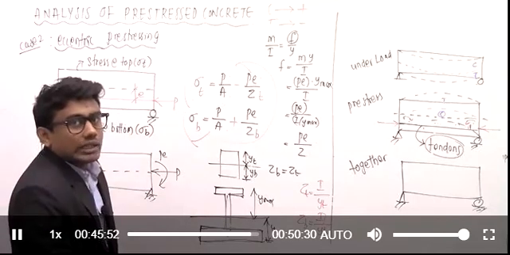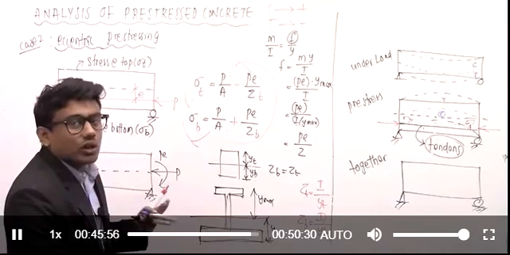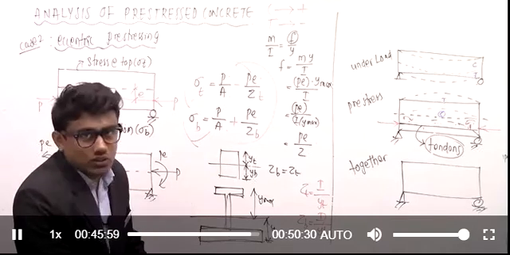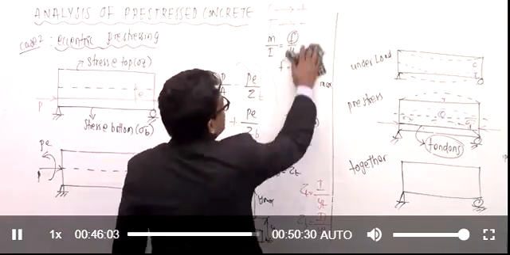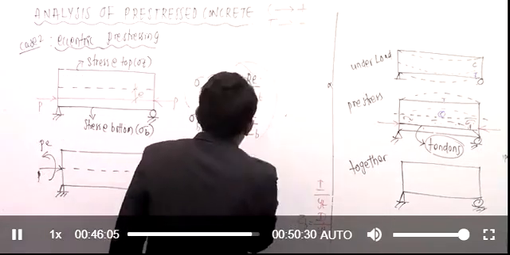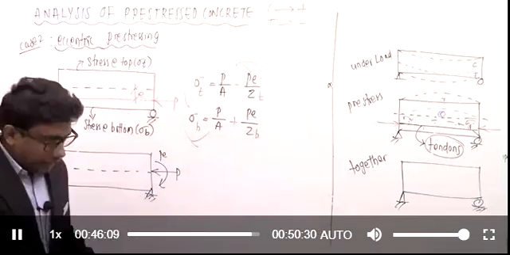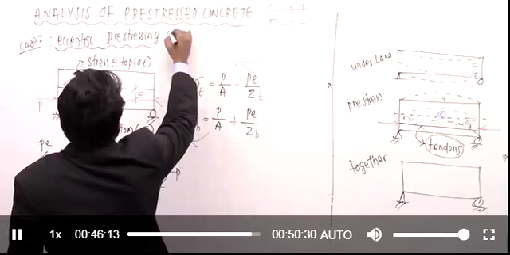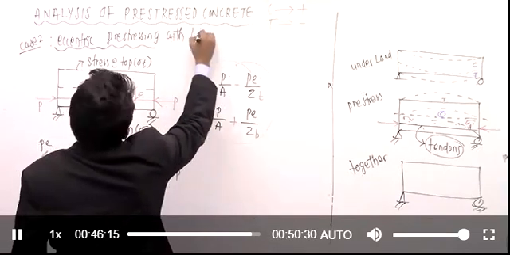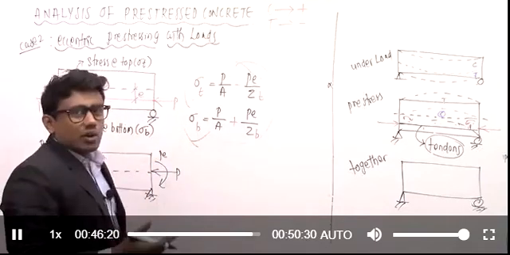Till now I did not talk about any loads. I was only talking about the stresses due to pre-stressing. I have considered only pre-stressing forces. Now I am going to consider the effect of loads also. Suppose some loads are also there. Eccentric pre-stressing with loads. Loads means dead load, live load, something will be there.